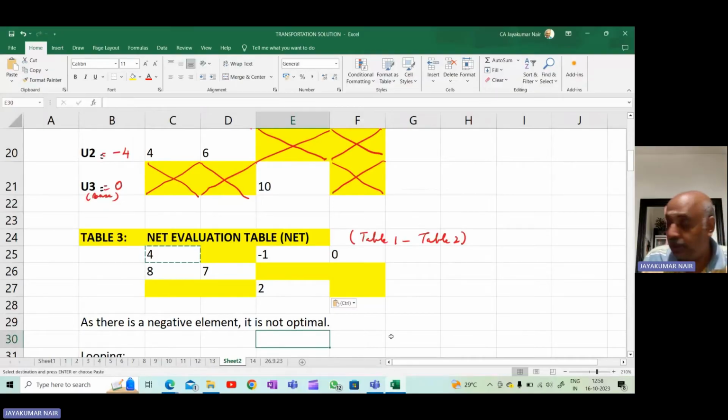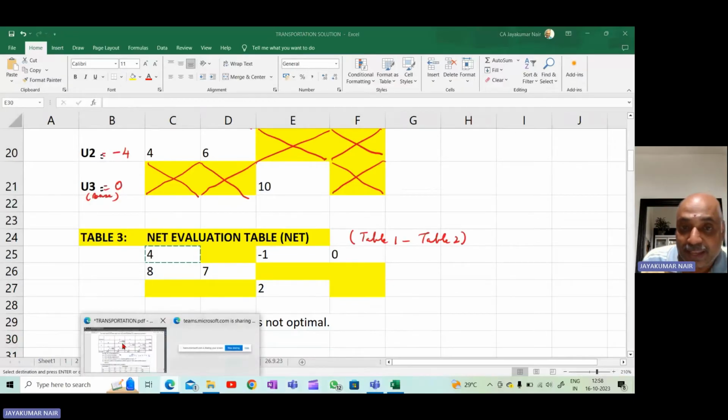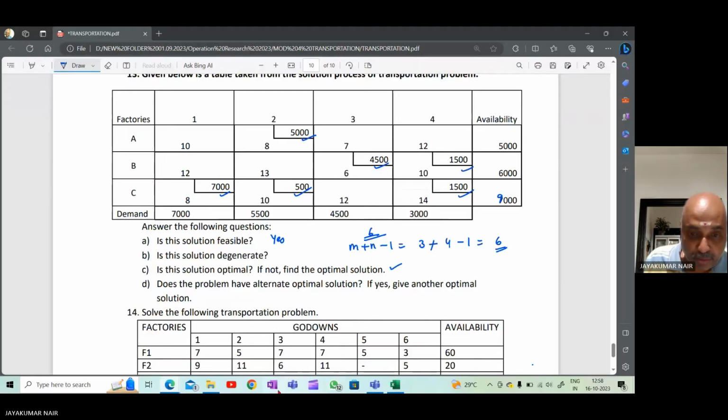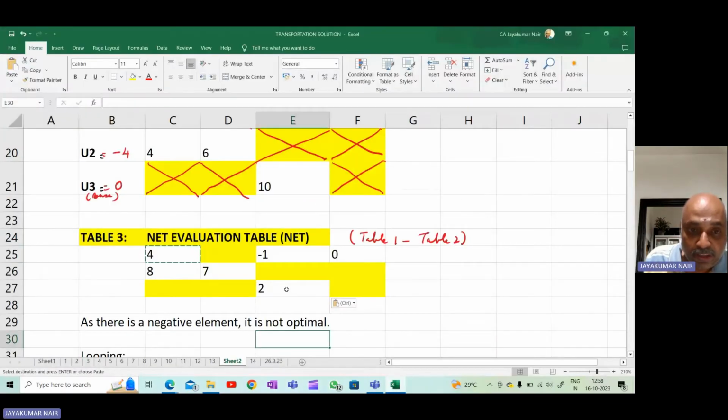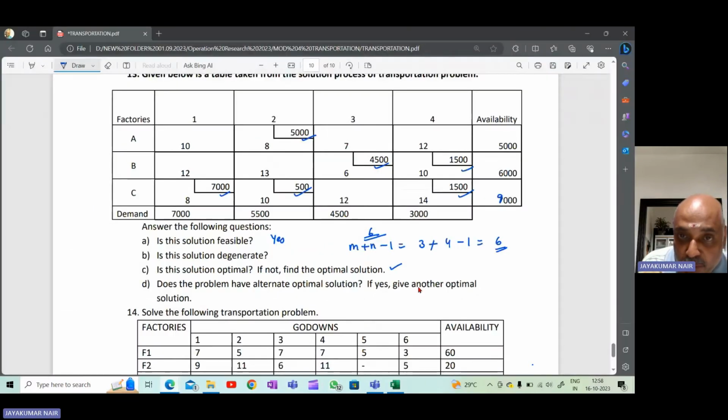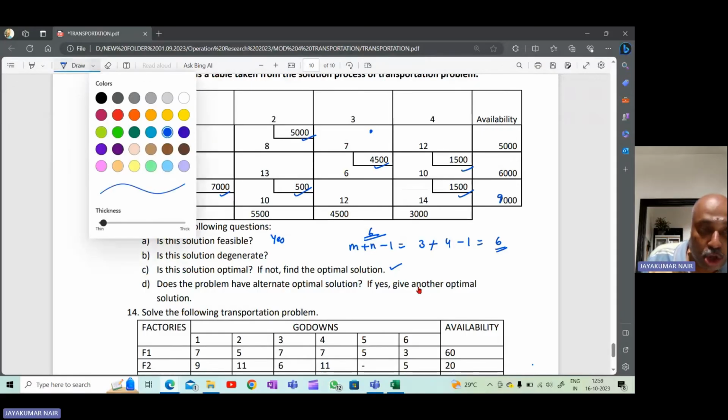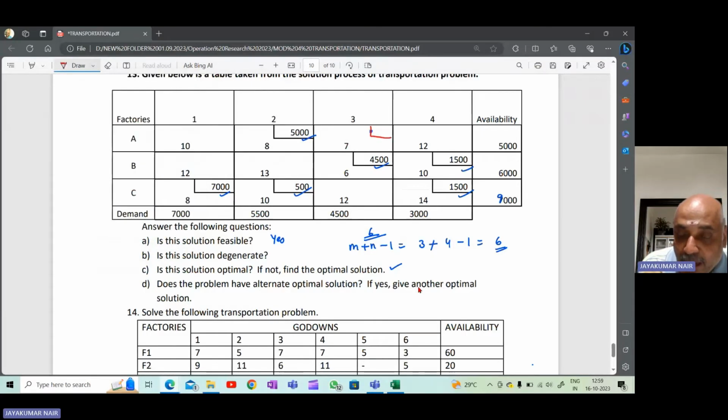Now, when you want to make the optimal allocation, very important, remember, if you make some allocation here, which cell? This one, the third one. If you allocate something here, you can reduce the cost further. That's what we understood by doing Modi's method for testing the optimality.